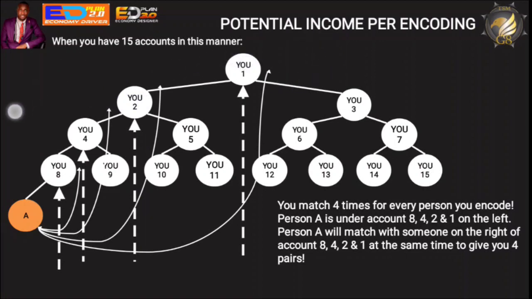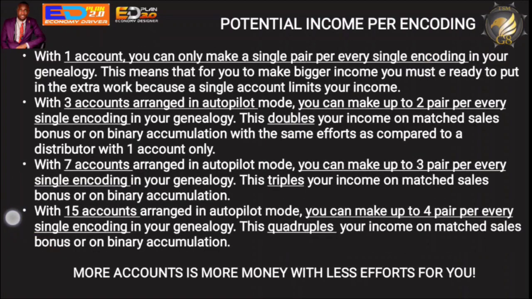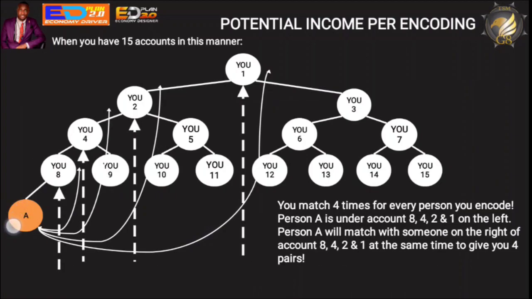So this is your whole dashboard. Your whole dashboard has 15 accounts, and this is how they are arranged, triangle mode, okay? And you get that we have account 1, which brought account 2, which brought account 4, and so on. That is the arrangement. So we call this the longest straight line, okay? So now, this person A is on the left side of account 8, which means account 8 will match with someone else on the right side of account 8 in comparison to this person A, and you'll make a left and right. That is the first pair.